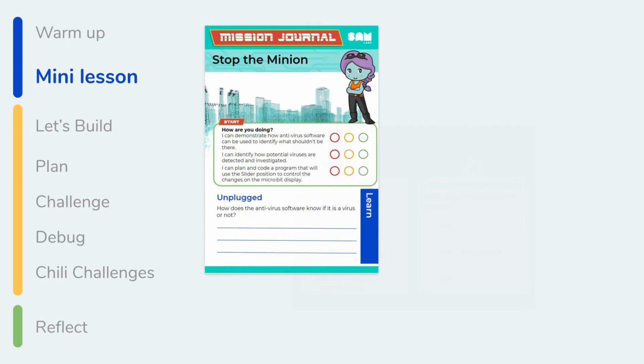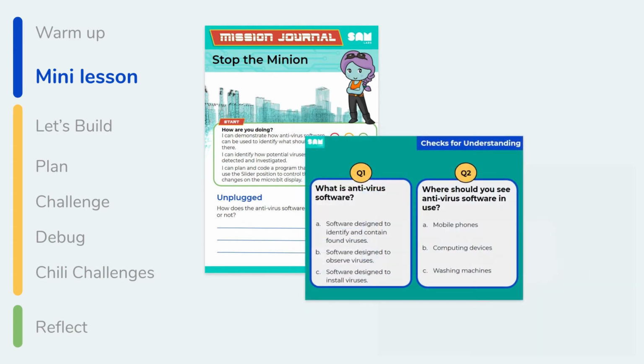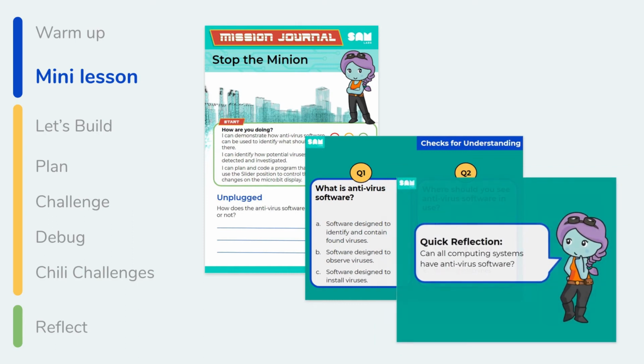The student mission journal provides opportunity to document learning from the unplugged activity. Multiple choice questions check student understanding following the mini lesson, and a quick reflection generates topic-based discussion. Quick reflections are placed at intervals throughout the lesson.